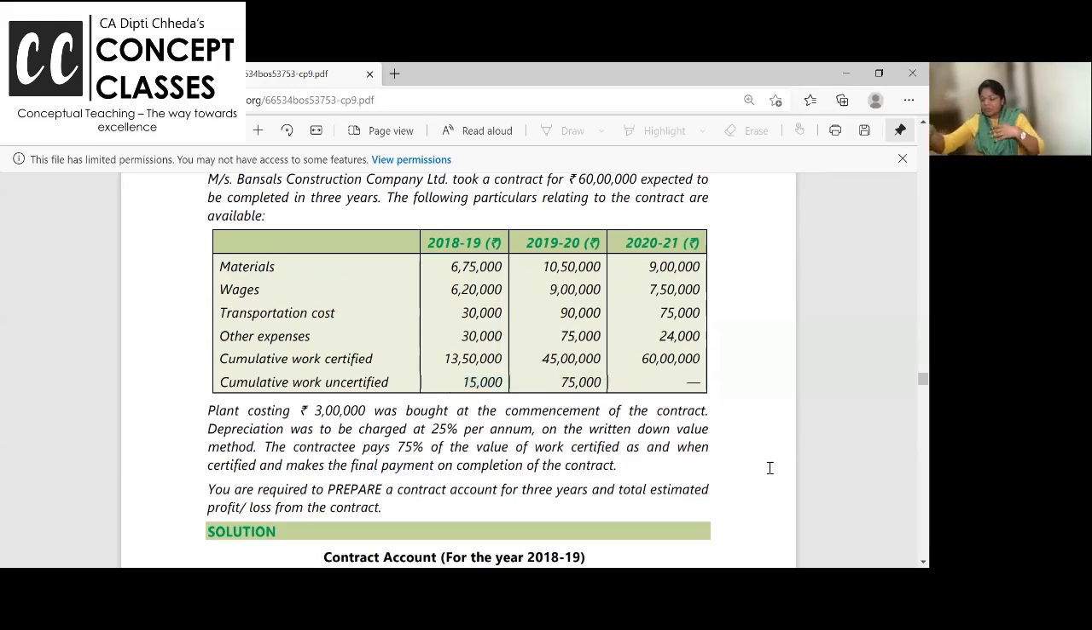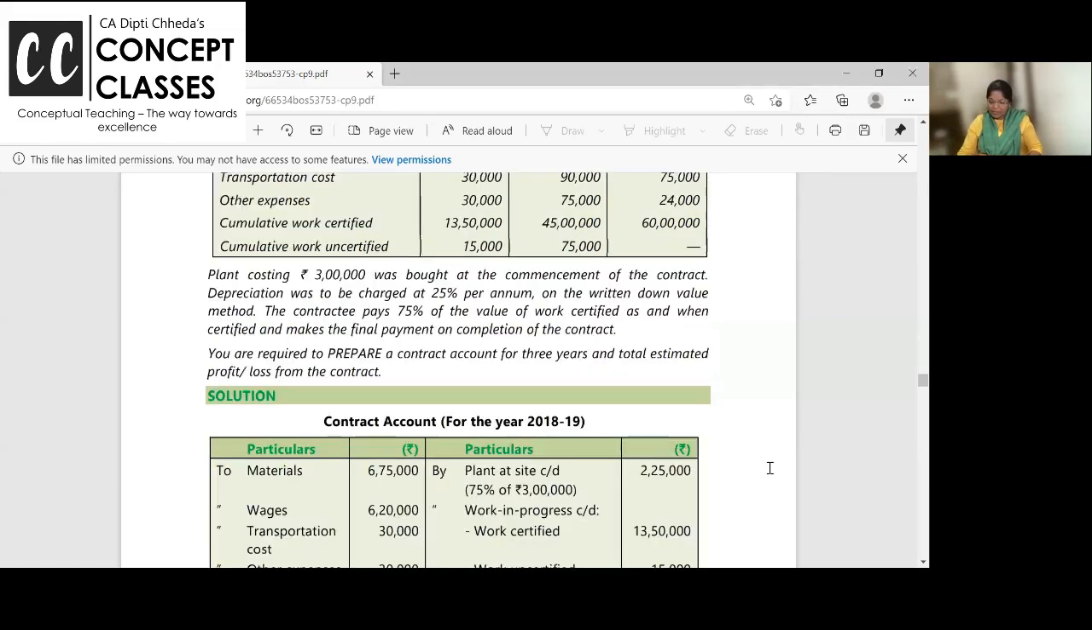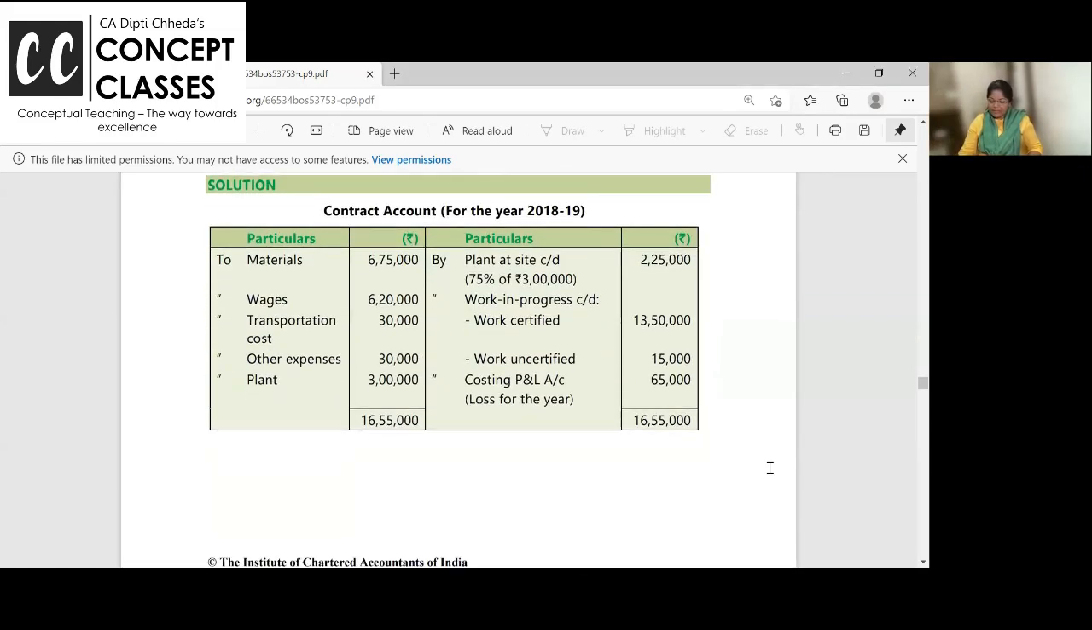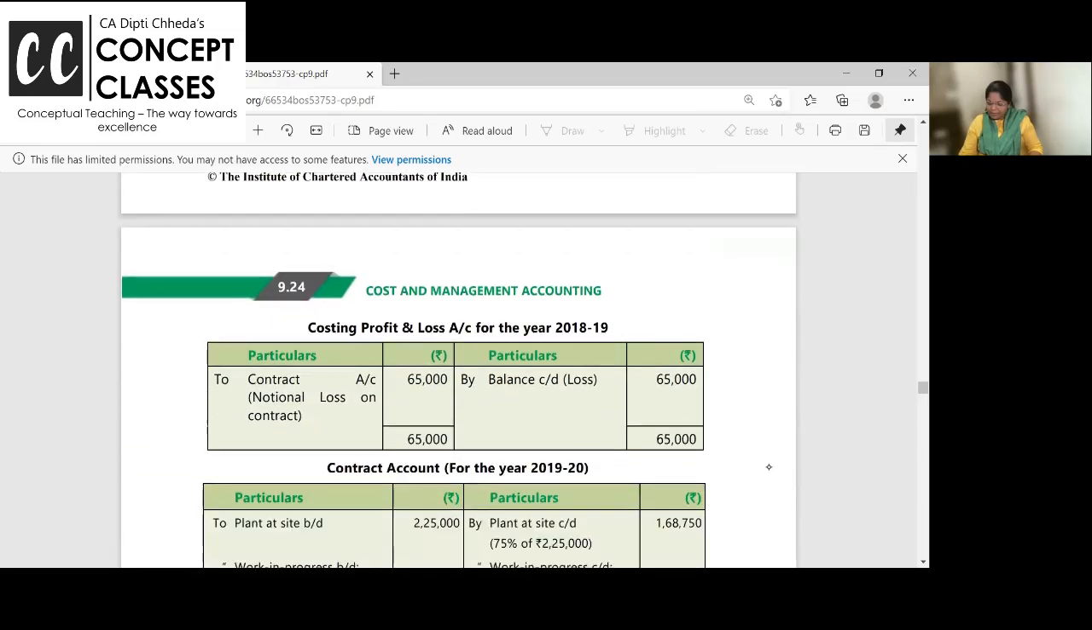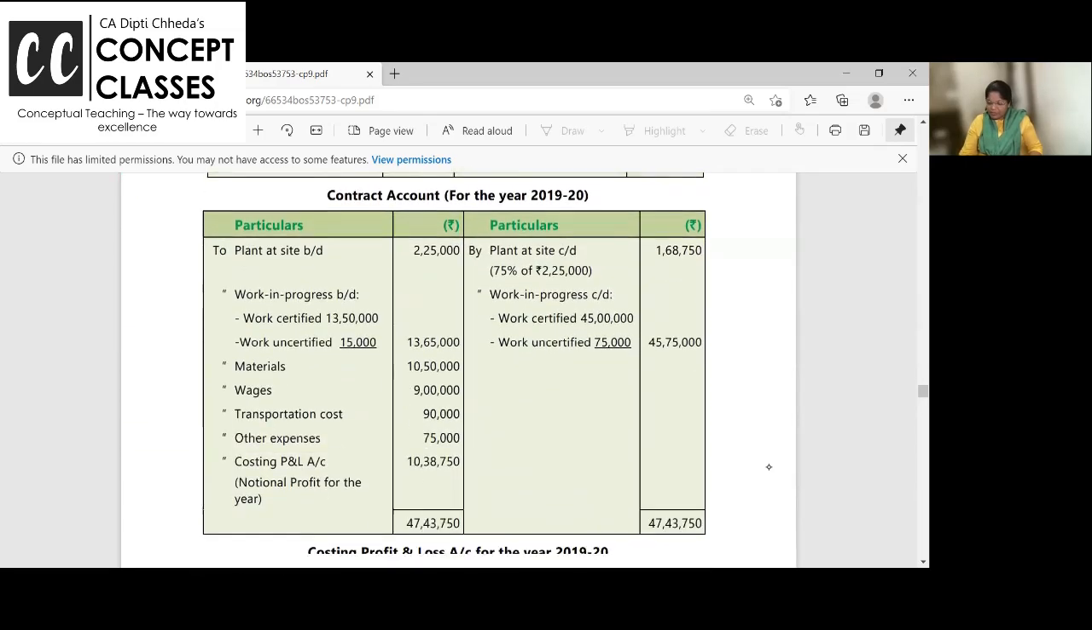So whatever is work in progress closing, that will become work in progress opening, no? Look at this. It's very simple. Material, wages, expenses, plant at site, work in progress, and there is a loss. Now next year, carry forward the loss also.